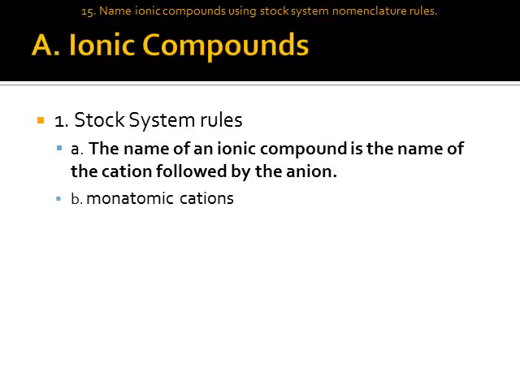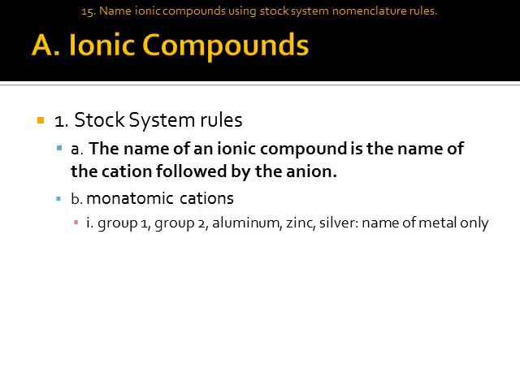For monatomic cations, and recall monatomic means one atom in the ion, and cations means it's positively charged, we have two situations. If the monatomic cation is from group 1, group 2, aluminum, zinc, or silver, we just give the name of the metal only. That's all we need to do, because simply giving the name of the metal tells us the charge. For example, we know any group 2 element would be 2+. We know aluminum is always 3+. We know silver is always 1+, etc.